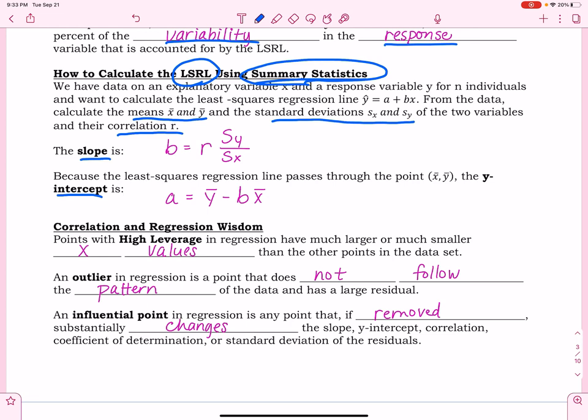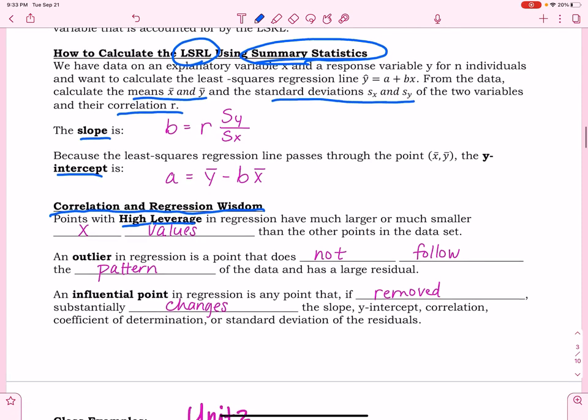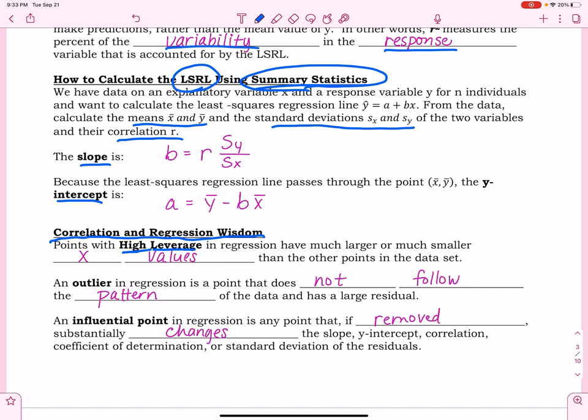Okay, the final thing I want to talk about, just this idea of correlation and regression wisdom. So we need to talk about a couple of different kinds of points here. So points with high leverage in a regression, they have a much larger or smaller x value than the other points in the data. Okay, what does this mean? Well, when I'm talking about leverage, and I'm talking about a much larger or smaller x value than the other points, here's what I mean.